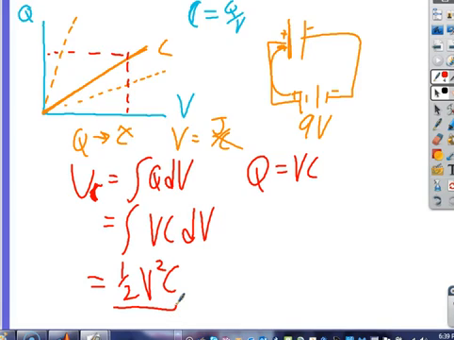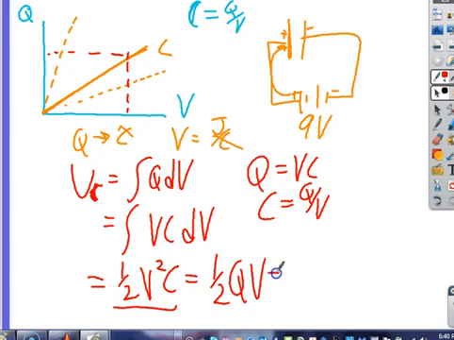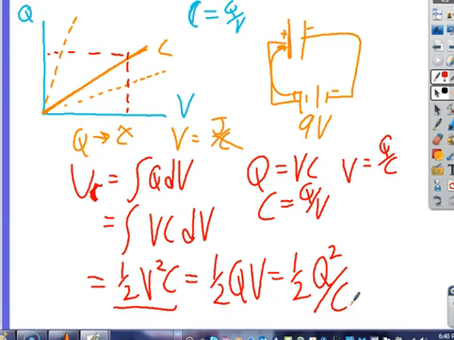There are other ways to write this. I could instead say, well, C is equal to Q over V, right? So if I plug that in here, I get 1/2 Q times V. Or I could say, well, V is equal to Q over C, and that would give me 1/2 Q squared over C. Okay? So these are the three ways that you would write the amount of energy.